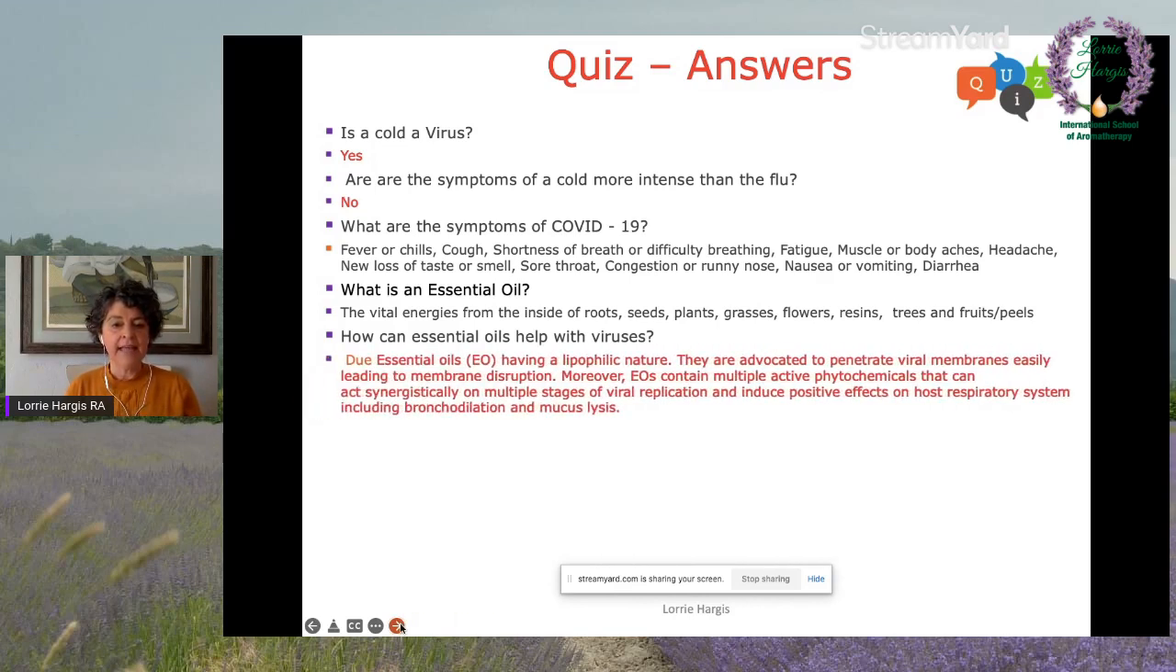They have a lipophilic nature. They're advocated to penetrate viral membranes easily, leading to membrane disruption. Moreover, essential oils contain multiple active phytochemicals that can act synergistically on multiple stages of viral replication, and induce positive effects on the host respiratory system, including bronchial dilation and mucus lysis.